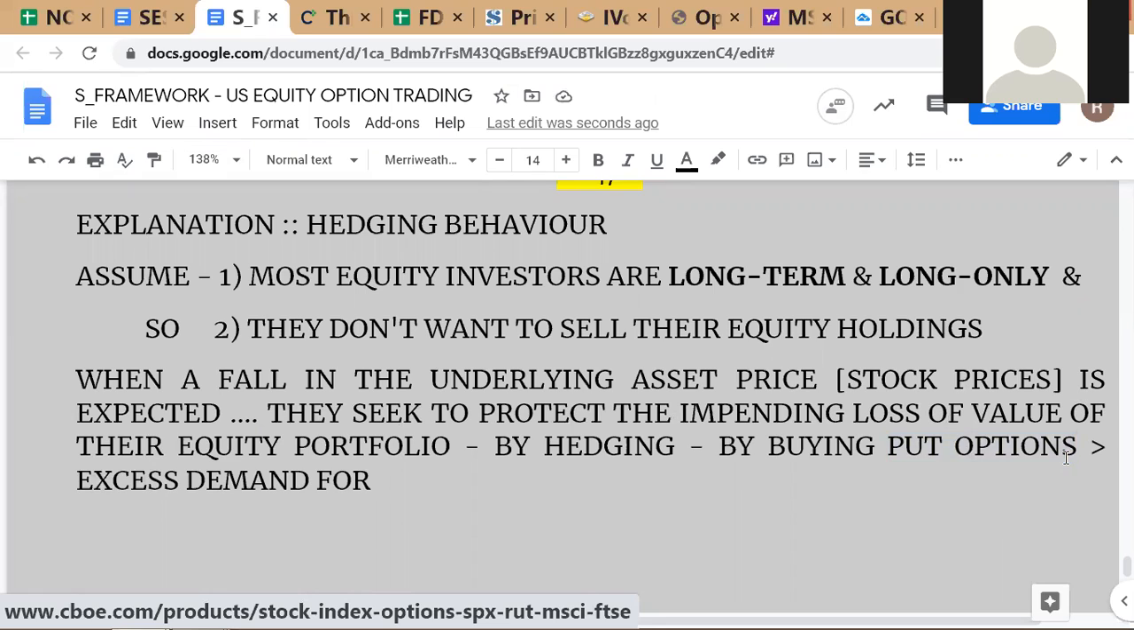When you have excess demand for any asset, what happens to the price of that asset? I'm not going to waste time asking you, but you remember from economics that when there is excess demand for any asset, this will lead to a rise in the price of put options.